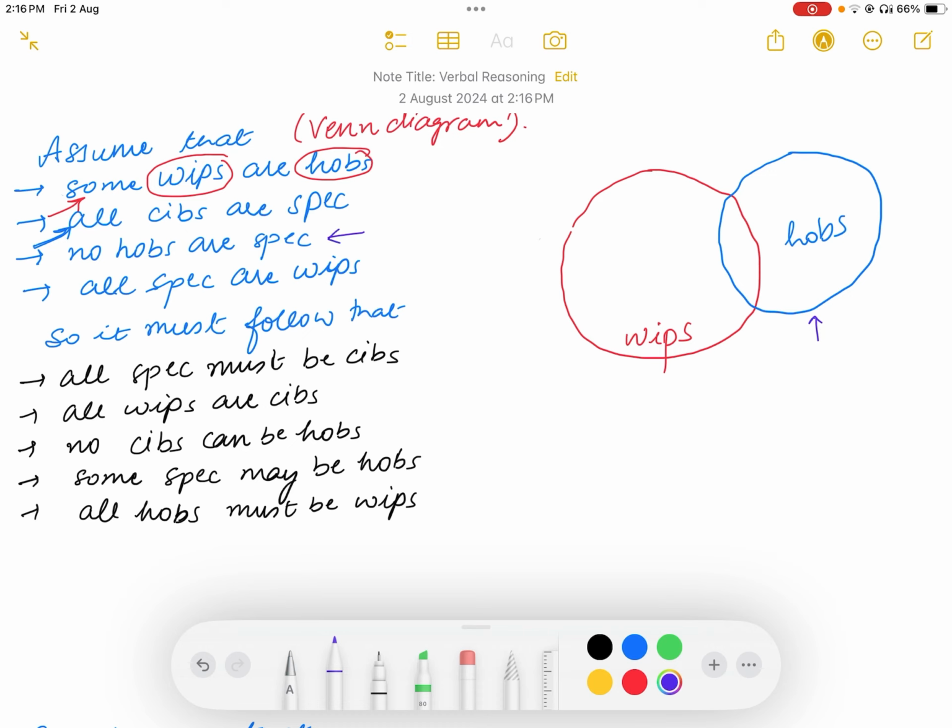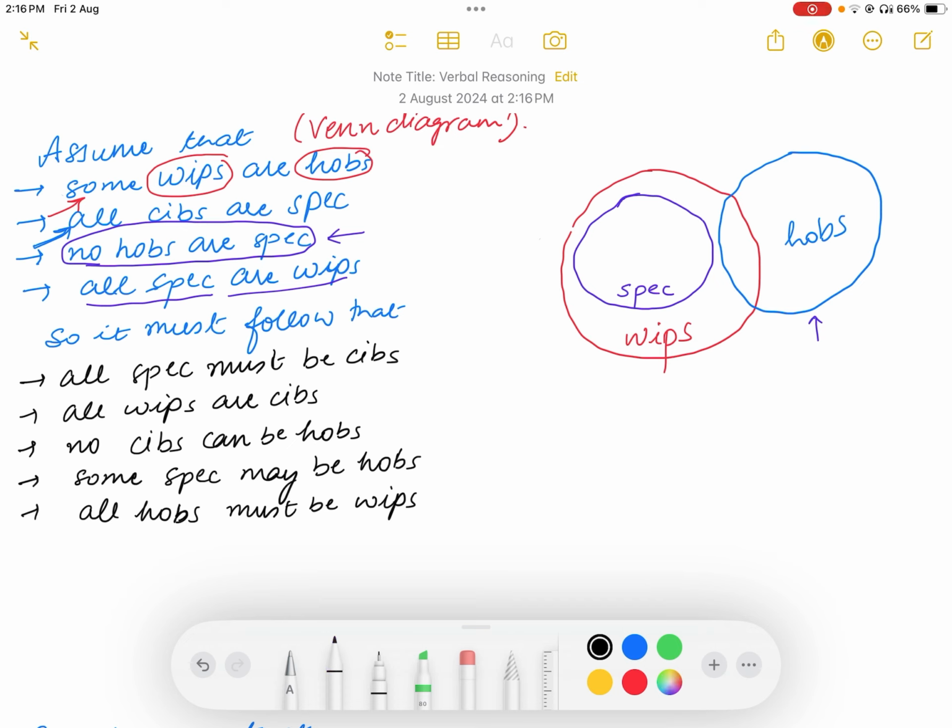And then all spec are whips. That means all of the spec lie in the whips, but with no interference with the hobs. So I will write this set inside the whips. I'll write it down as all the spec are whips. So this is the set called spec. And they say no hobs are spec. I told you to take this into consideration because there's no interference of hobs and spec.